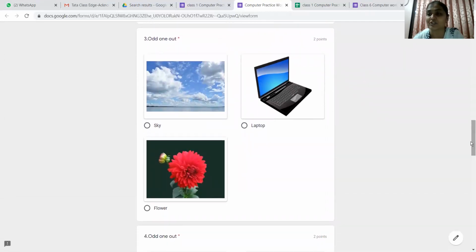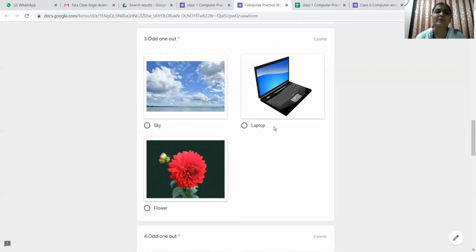Okay, now the next question is odd one out. Means what? The thing which does not come in this category, you have to find it out. It is hidden. So you have to find it out and kick it out. Okay, so for that you have to click. So if you click, that means you find it. That thing was hidden and you find it correctly.